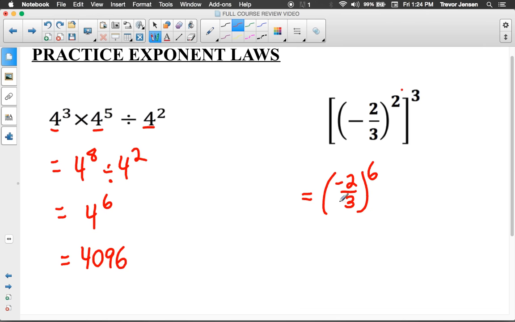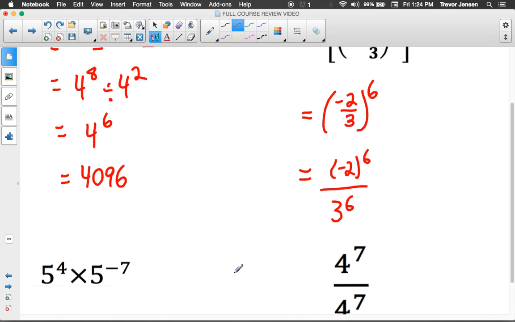I could have put it into the denominator if I wanted to, but don't put it into both. I decided to put it into the numerator to make it easier for me here. So here I have negative 2 over 3 to the power of 6. So what I have now is power of a quotient. So remember, for power of a quotient, if the base is a quotient, the exponent of the power goes onto the numerator and the denominator. So this equals negative 2 to the 6 over 3 to the 6.